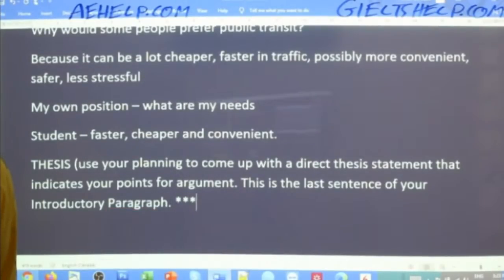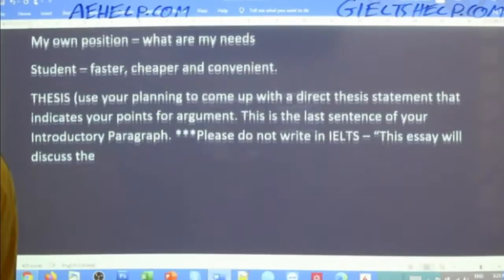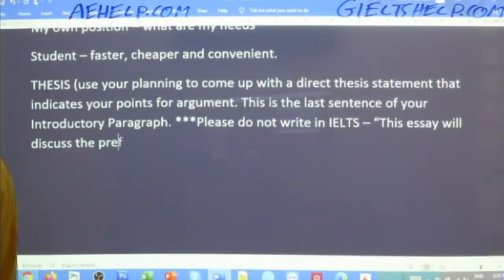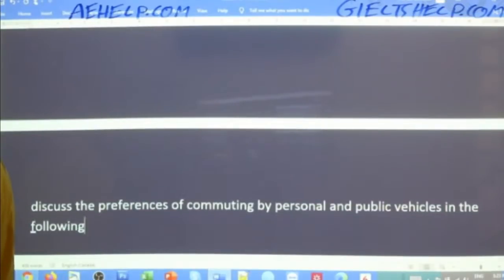Note, students, please do not write in IELTS: "This essay will discuss the preferences of commuting by personal and public vehicles in the following paragraphs." Okay.